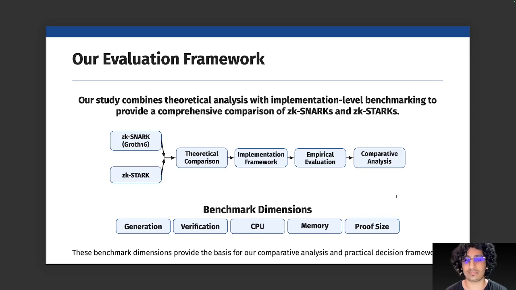Our evaluation framework. To do this, we implemented and benchmarked Groth16 ZK-SNARKs and ZK-STARKs. We combined theoretical analysis with implementation-level benchmarking. We evaluated five important metrics: proof generation time, verification time, CPU utilization, memory usage, and proof size. This allowed us to compare both systems from a practical deployment perspective.